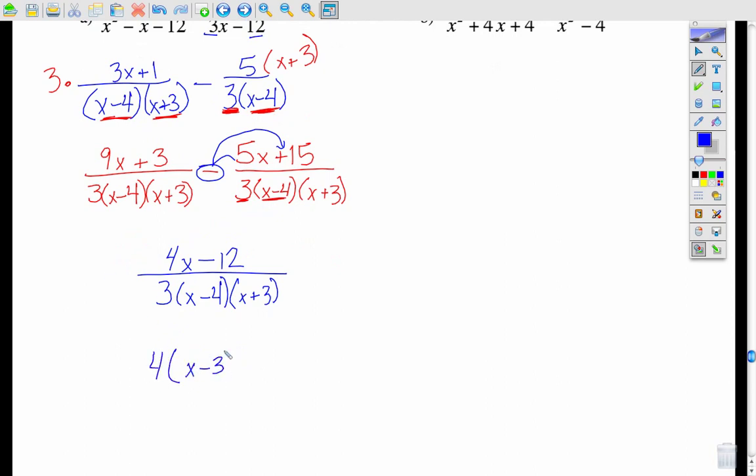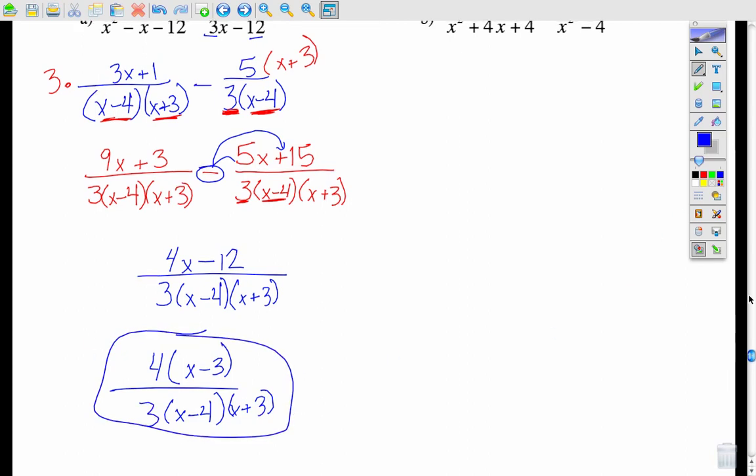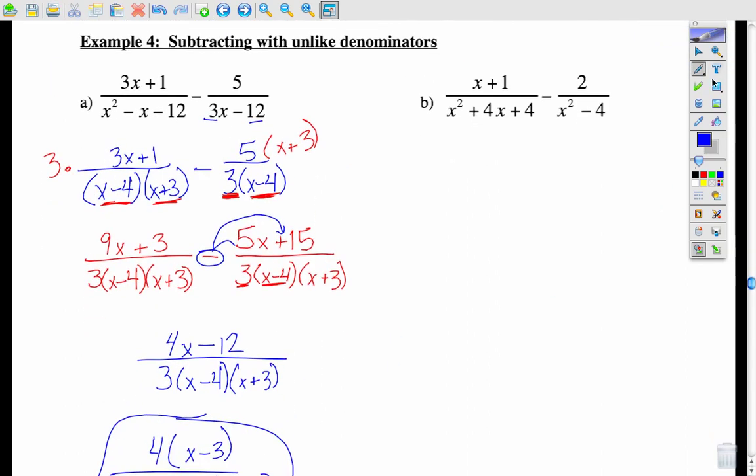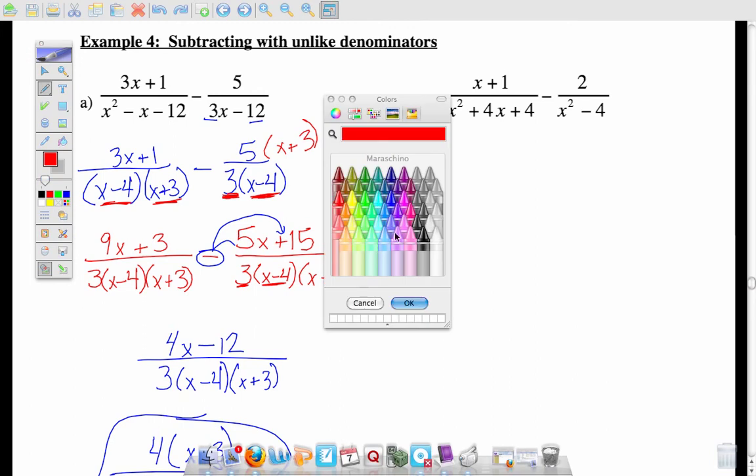Don't forget to refactor if you can to see if stuff will cancel. But I am simply just going to take out a 4 from this top to leave me with x minus 3, all over 3, x minus 4, x plus 3. Done. Because nothing can cancel here. All right, last example, then you're going to try those checkpoints.